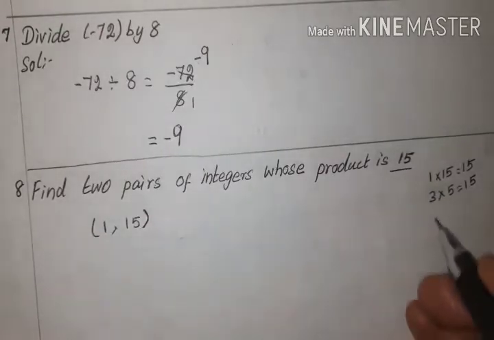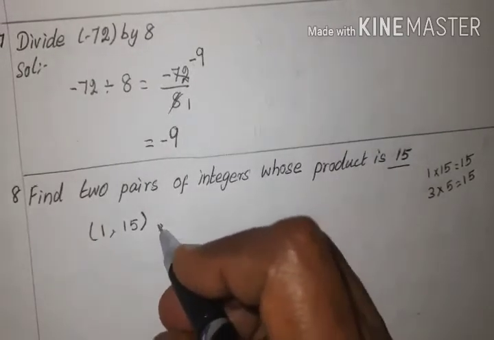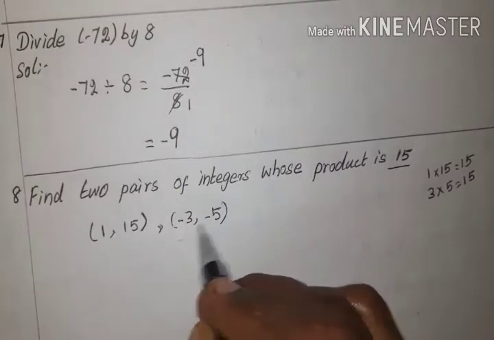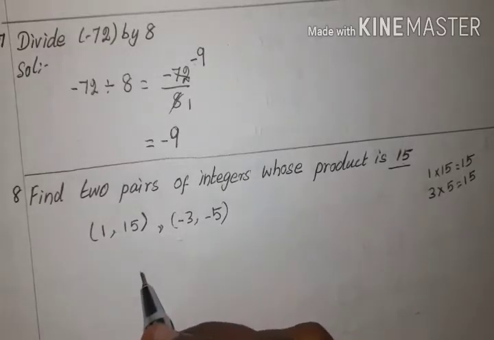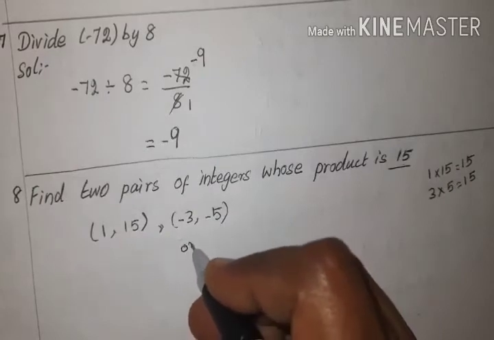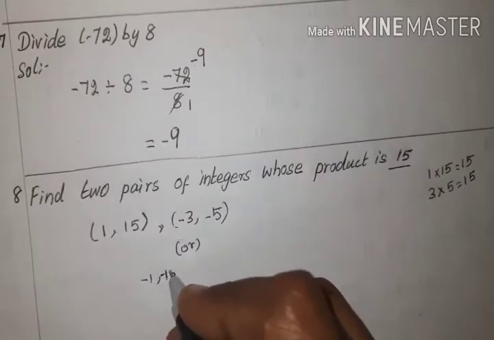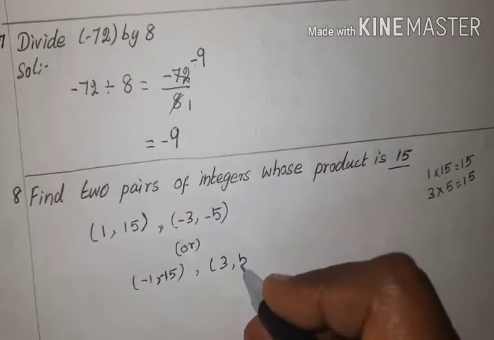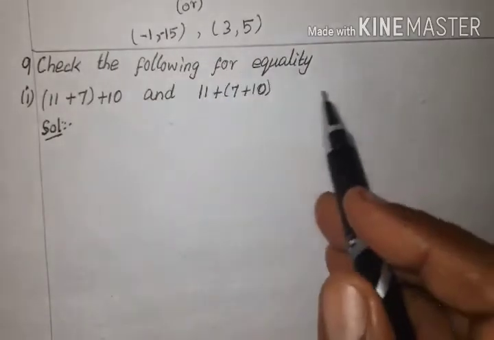We get a positive answer, so the 2 numbers are both positive or both negative. -3, -5. Minus into minus, plus. 3 into 5 is 15. So we get the answer. Any more answers? Yes: -1, -15. -1, -15. 3, 5.